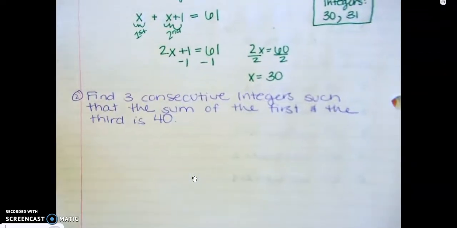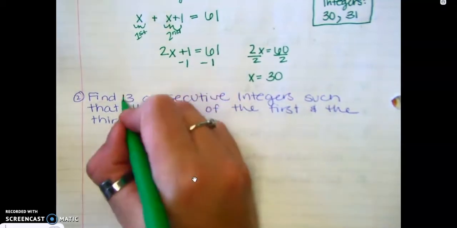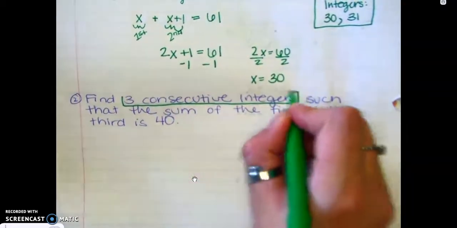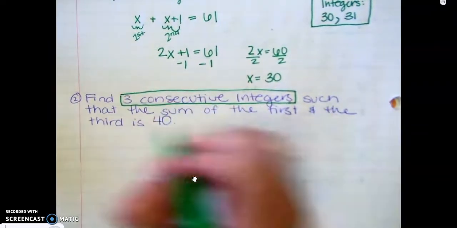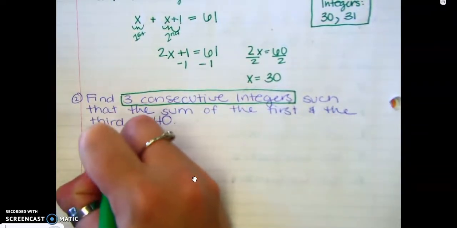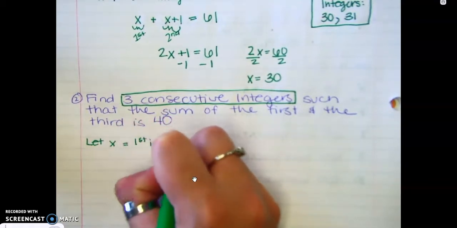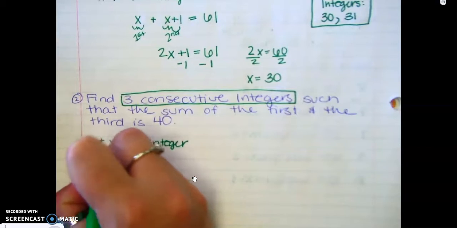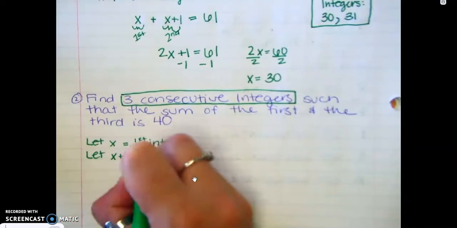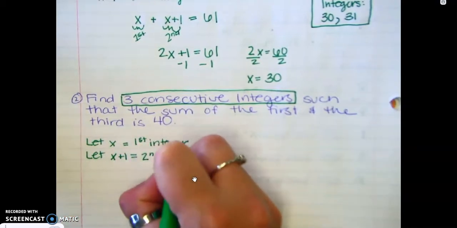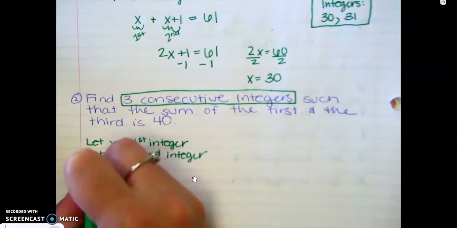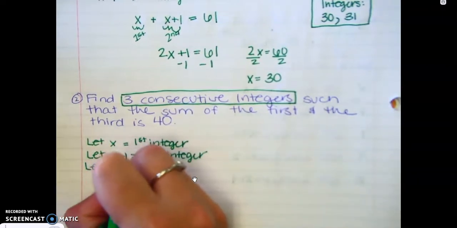This one says, find 3 consecutive integers such that the sum of the first and the third is 40. The first thing I'm going to do is think about the things I don't know. I don't know the 3 consecutive integers, so that's the part I'm going to use my variables for. I'm going to let x equal the first integer. To get to the next integer up, I'm going to add 1 to x. So that's the second one. And if I add 2 to x, that'll get me the third one.